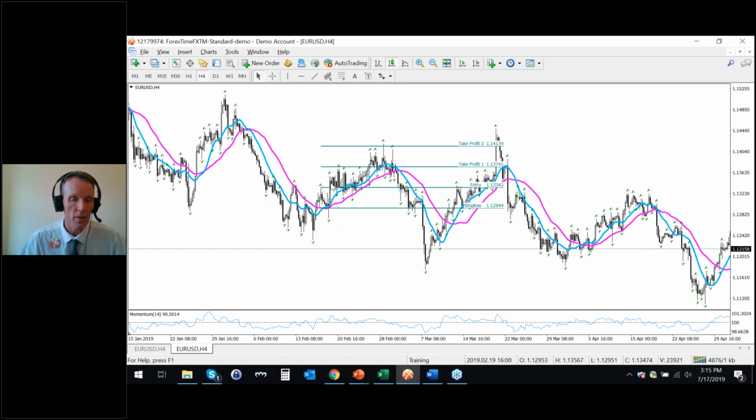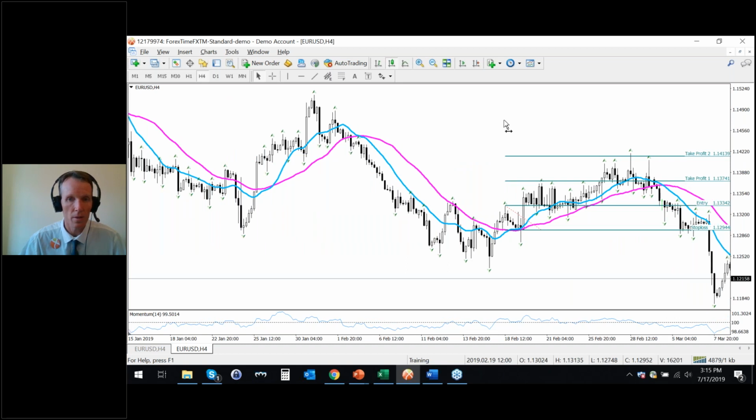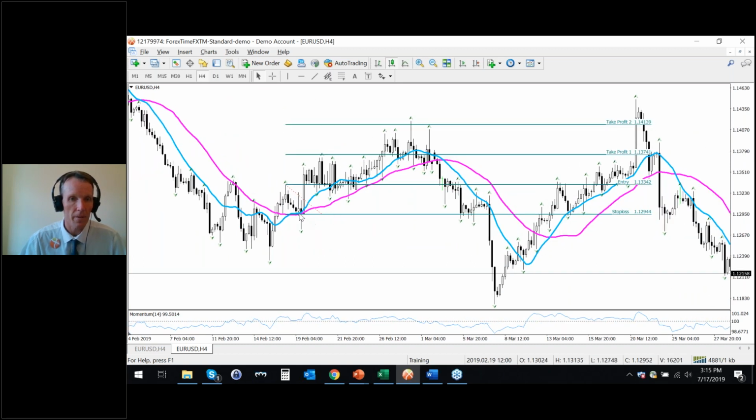That was our entry. Let me blow it up a little bit for you. Zoom in a little bit. That's where we had our breakthrough. That's where we had our pullback. That is a spike, so it didn't close below. If it closed below there, I wouldn't ignore that one.